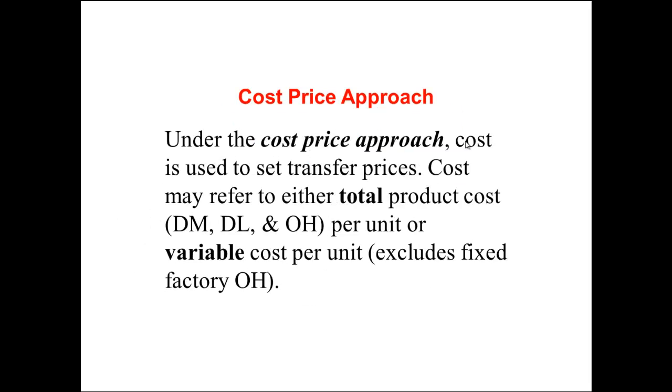As I mentioned before, under the cost price approach, cost is used to set transfer prices. Cost may refer to either total product cost, and I mentioned earlier, direct materials, direct labor, and overhead, and this would be both variable and fixed, or just variable cost per unit. And if we just use the variable cost per unit, that would be direct materials, direct labor, and variable overhead. So in this case, that would exclude fixed factory overhead.